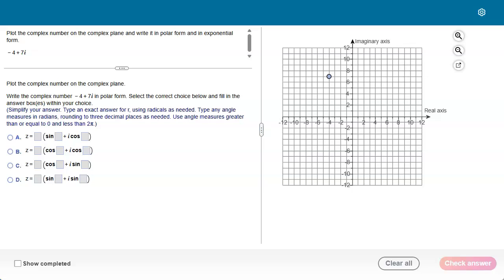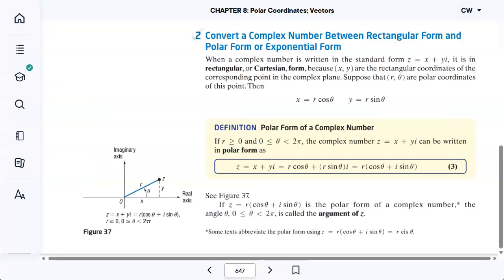In this problem, you're asked to first plot a complex number and then write it in its polar and exponential form. The main focus of this video is going to be writing this complex number in its polar form. So first I want to jump over to our e-text really quick so that we can get the definition of the polar form of a complex number.